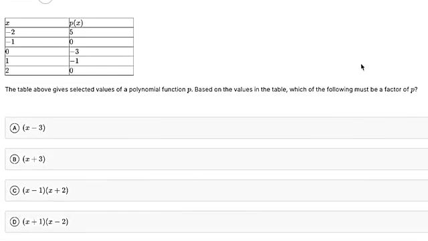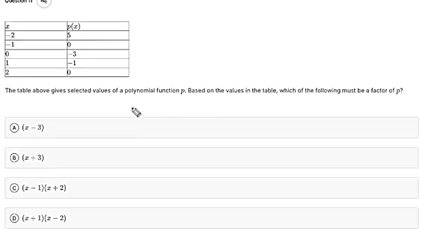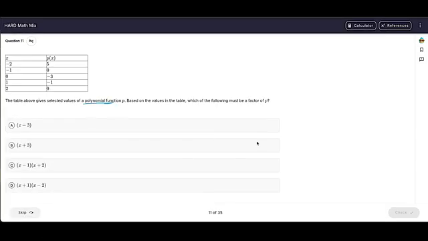All right, pause the video, try this on your own first, but here we go. So this is asking about factors of a polynomial. And if you remember, factored form of a parabola is going to be y equals a times (x minus p) times (x minus q), where p and q are x-intercepts. And this is factored form.